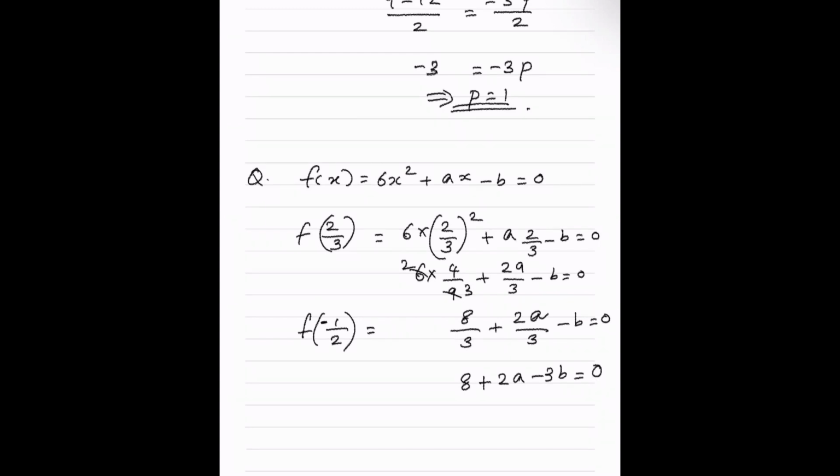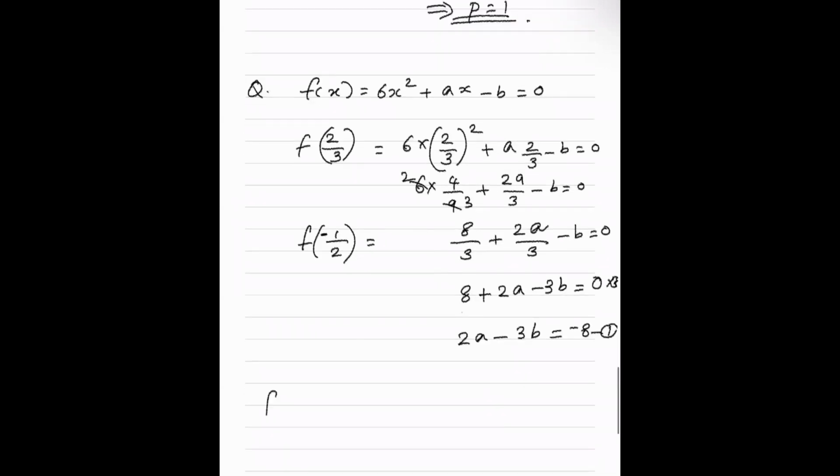This denominator 3 I am taking to the right hand side, and that becomes 0. Or if you want, you can write it as 0 into 3. 0 into 3 is nothing but 0 itself. So what you basically have is 2a minus 3b equal to negative 8. I am moving 8 to the other side, and I am getting 2a minus 3b equal to negative 8. Put that as equation 1.